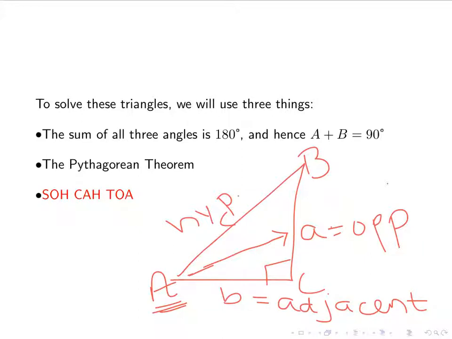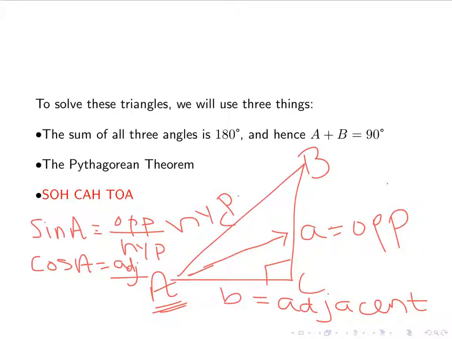So Sohcahtoa tells us that sine of our angle is the opposite side over the hypotenuse. So SOH, sine, is opposite over hypotenuse. Cosine is adjacent over hypotenuse. So again, CAH, cosine, is adjacent over hypotenuse. And then tangent, I'm going to do it up the top because I ran out of room. TOA, tangent, is opposite over adjacent.